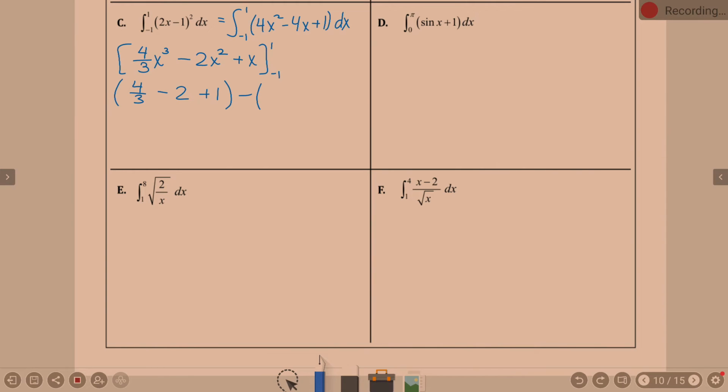4/3 times -1 cubed is going to be -4/3 minus 2 times -1 squared. It's still going to be minus 2. And now I have minus 1. And clean it up however you want there.